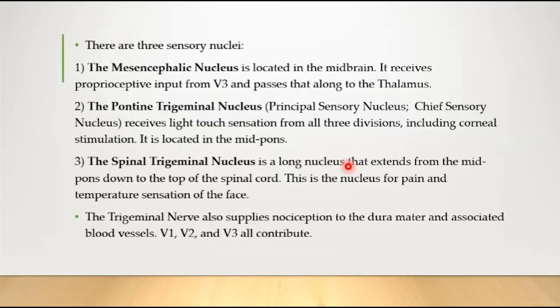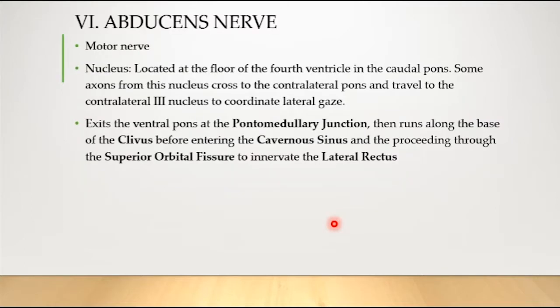So we've gone through that. We talked about the nucleus. It has a large nucleus. So we were saying about the spinal trigeminal nucleus. It's a long nucleus that extends from the midpons down to the spinal cord, and it's the nucleus for pain and temperature of the face. There's also the mesencephalic nucleus that's located in the midbrain. There's the pontine trigeminal nucleus, or the chief sensory nucleus, that receives light touch sensation from all three divisions, including corneal stimulation, and it's also located in the midpons. And of note, the trigeminal nerve also supplies nociception to the dura mater and associated vessels, and all three branches contribute to this.